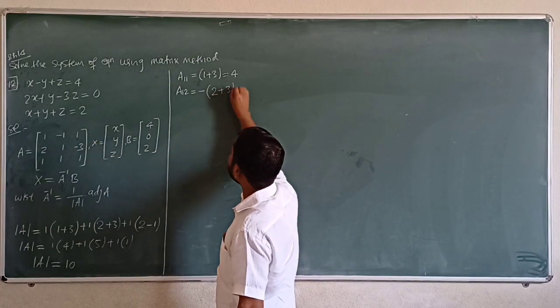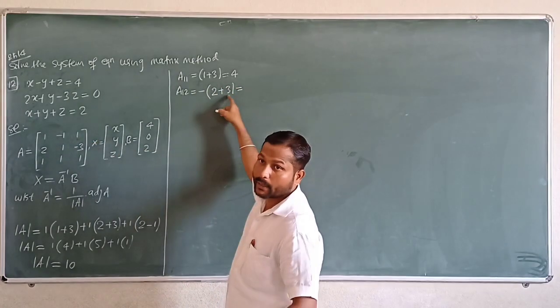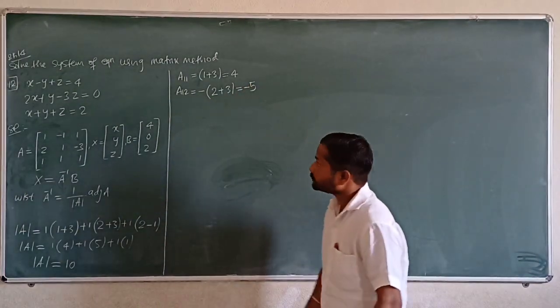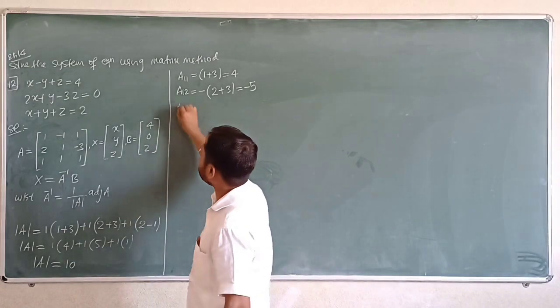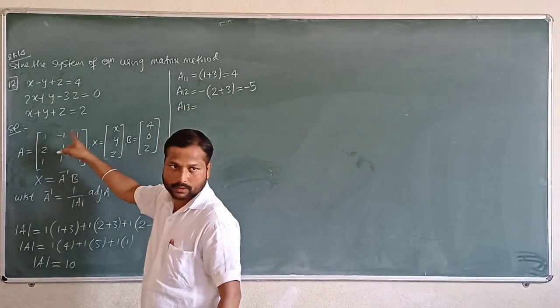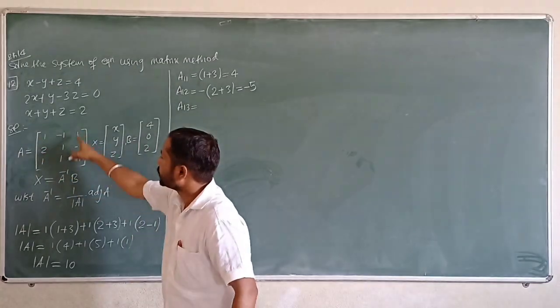1 3s are 3 now. Okay, 2 plus 3, 5. Which 5? Minus 5 now. Minus 5, right. Take up A13 element. A13 element is positive. Better. Delete first row, third column.